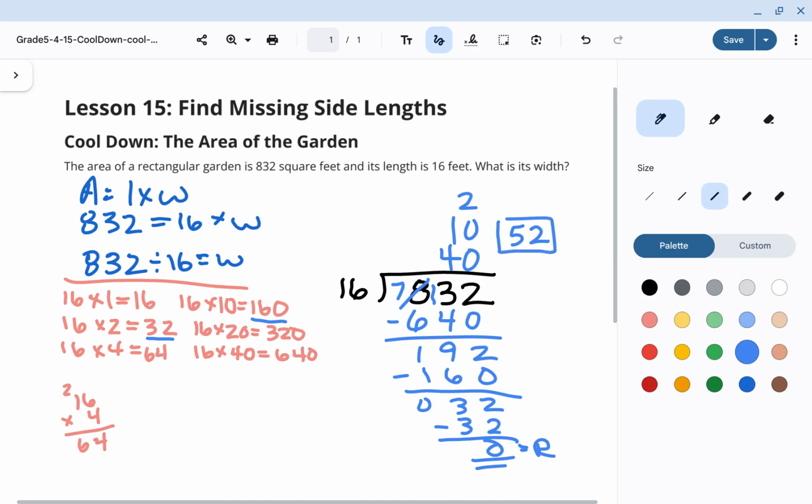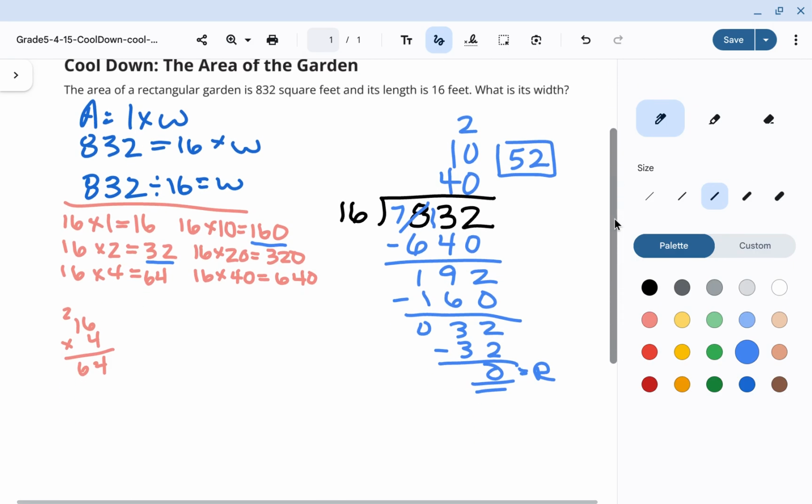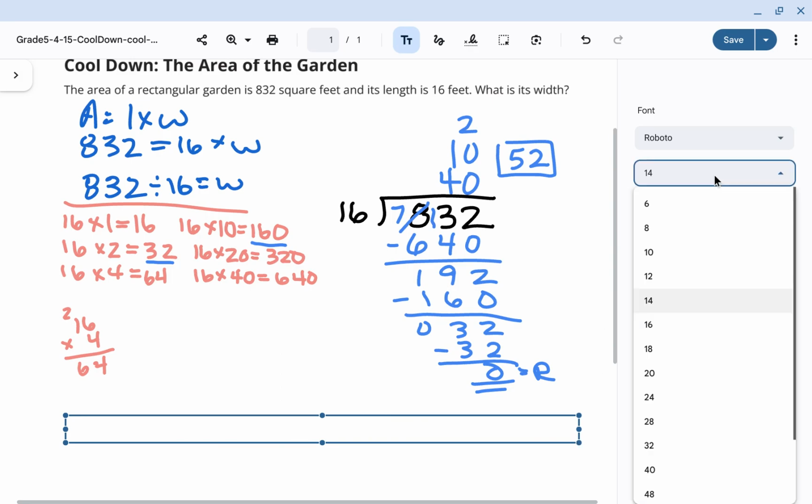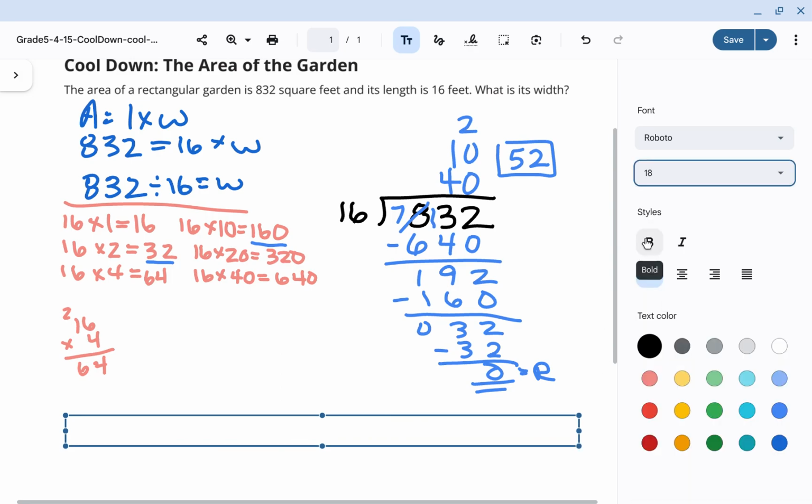But let's take it back to the idea of our rectangular garden. What does that 52 actually represent? Remember, boys and girls, if your question has words and context, then your answer must have words and context as well. We are mathematicians, always relating it back to the words and the context that we were given.